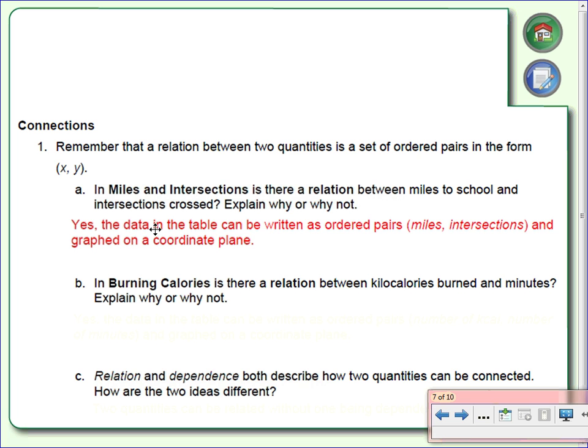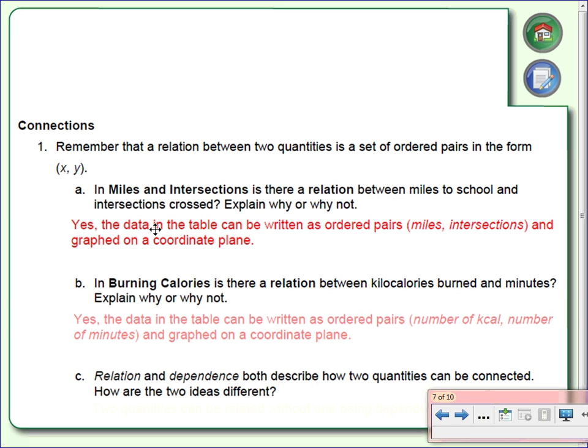The next one, B, in burning calories, is there a relation? Did we have a set of ordered pairs in the activity that we did yesterday, burning calories? Yes, we did. Was there a pattern in that? Yes, there was. Anytime we have a set of ordered pairs, it's called a relation. Both of these activities have ordered pairs. So we just write the same thing as we did on the first one: this is a relation because it has a set of ordered pairs.